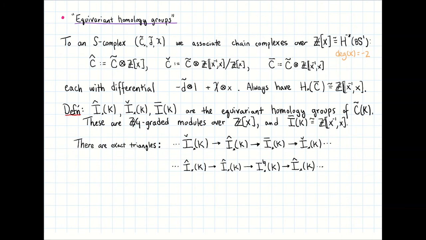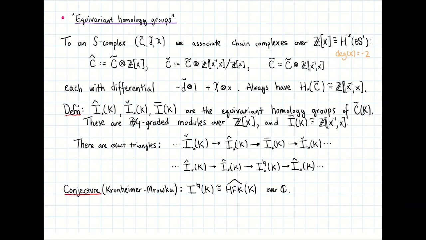It follows algebraically from the constructions that we get some exact triangles for these groups. The first exact triangle relates the 3 equivariant theories, to, from, and bar. The second exact triangle relates the from theory to the homology of C tilde, which on the previous slide we identified with I natural. Now if you're familiar with Heegaard Floer theory, these algebraic structures may look familiar.